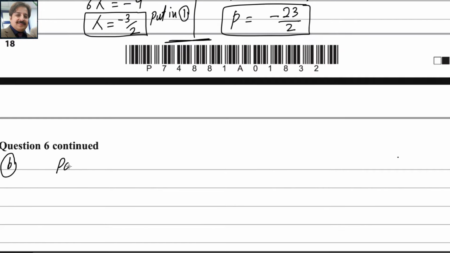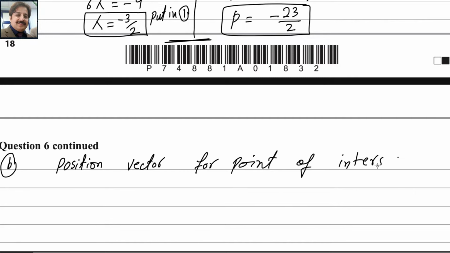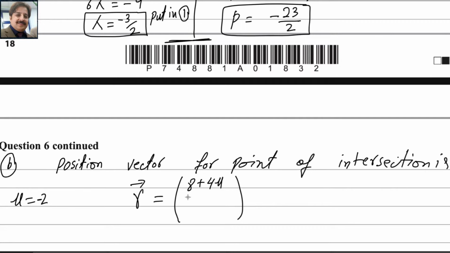The position vector for the point of intersection is, so I'm writing the second one, where mu equals negative 2. The 8 plus 4 mu, and then negative 2 plus mu, and then 5 plus 2 mu.